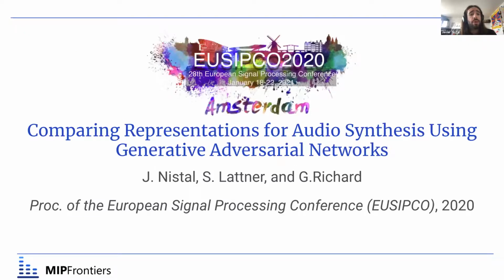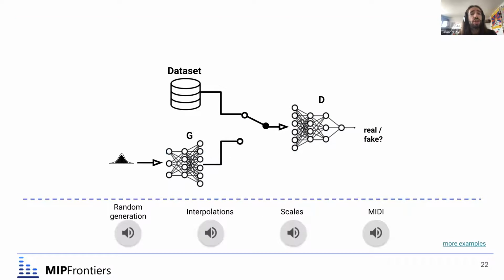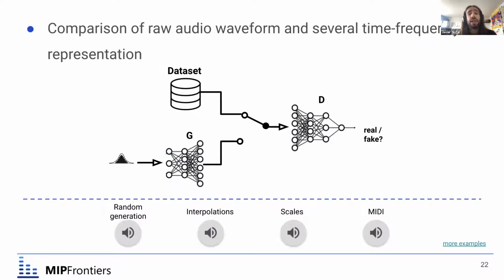So our first paper was published at the European Signal Processing Conference last year, and it is entitled Comparing Representations for Audio Synthesis Using GANs. This initial work studies the performance of GANs when trained on various common audio signal representations, including the raw audio waveform and several time-frequency representations like the magnitude, the instantaneous frequency and the phase, several implementations of the CQT, the complex-valued STFT, and many more.